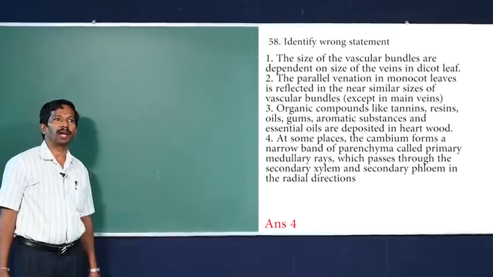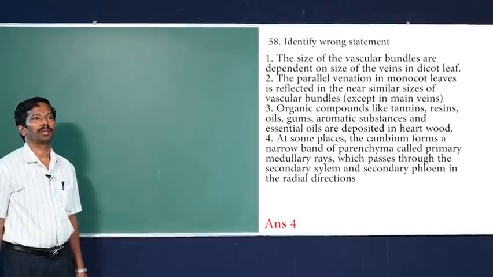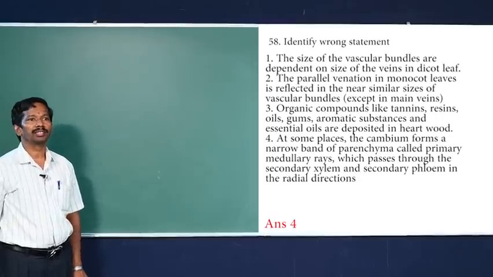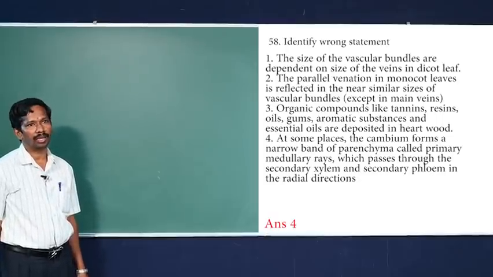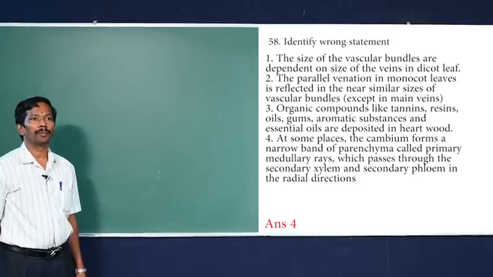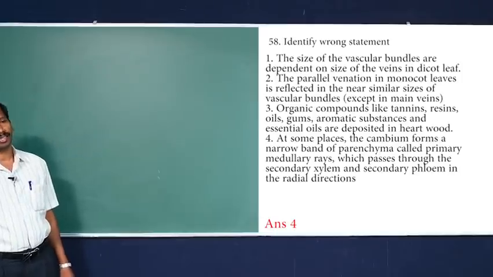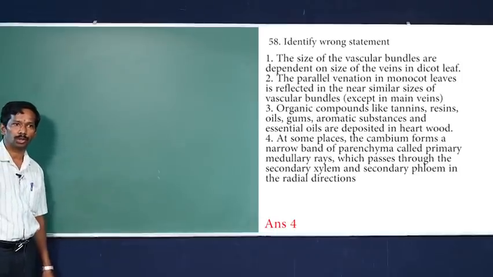Yes. 58. Identify the wrong statement. First statement, the size of vascular bundles is dependent on the size of the vein in a dicot leaf. Yes, it is correct. The parallel venation in monocot leaves is reflected in the near similar sizes of vascular bundles except in the main veins. Yes, it is also correct.